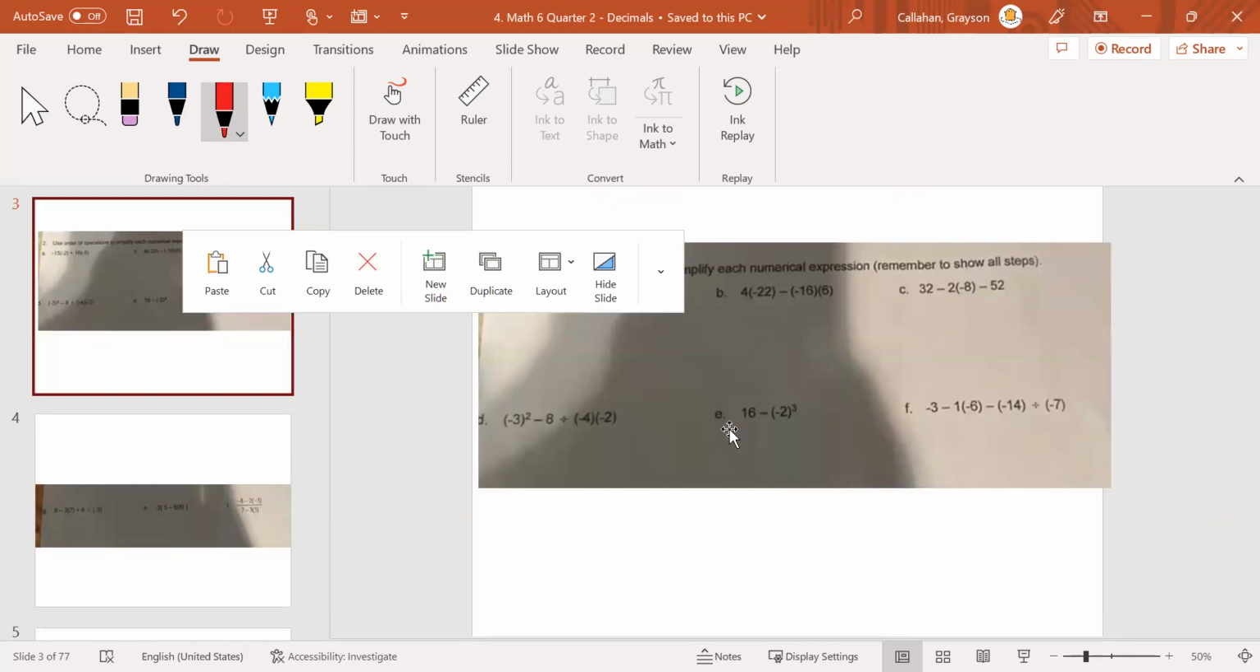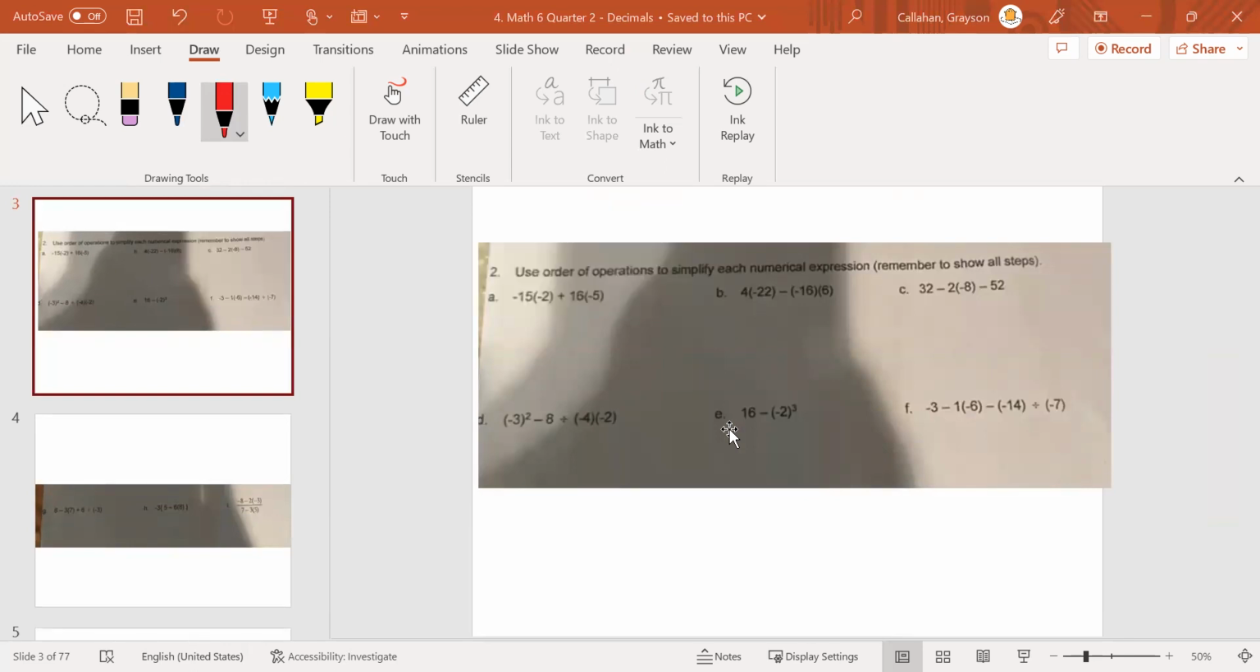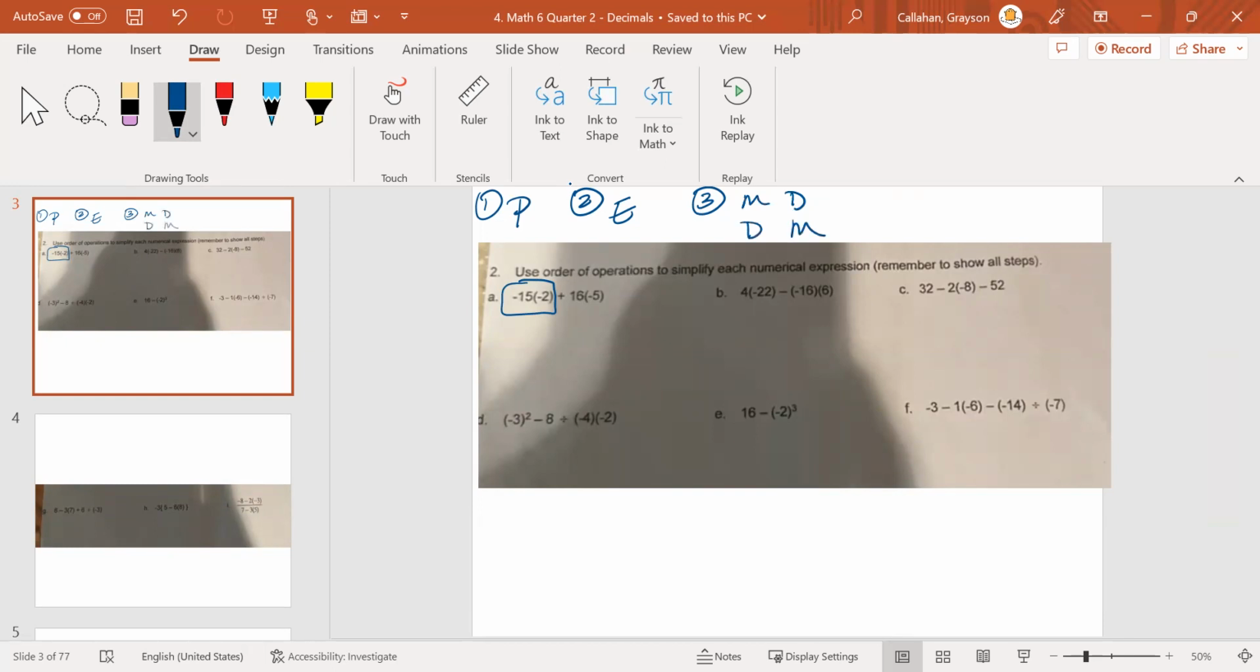Good. So now we're gonna go ahead and take a look at the next part. For 2, it says use order of operations to simplify each numerical expression. Remember to show all steps. Remember order of operations is PEMDAS. First it starts with P. Second, it starts with E. Third, it is either multiplication, division, or division, multiplication. They're on the same level.